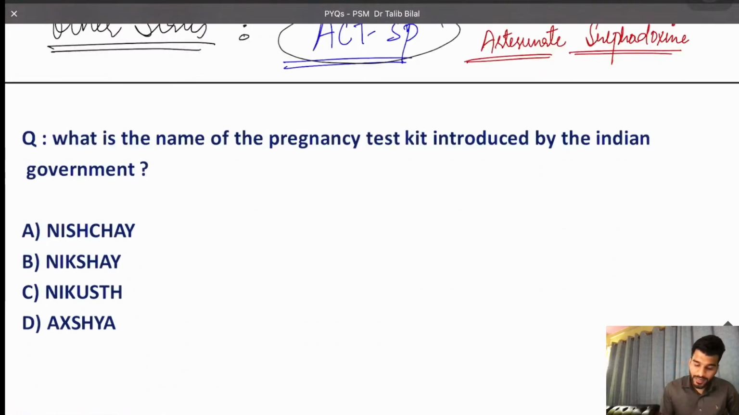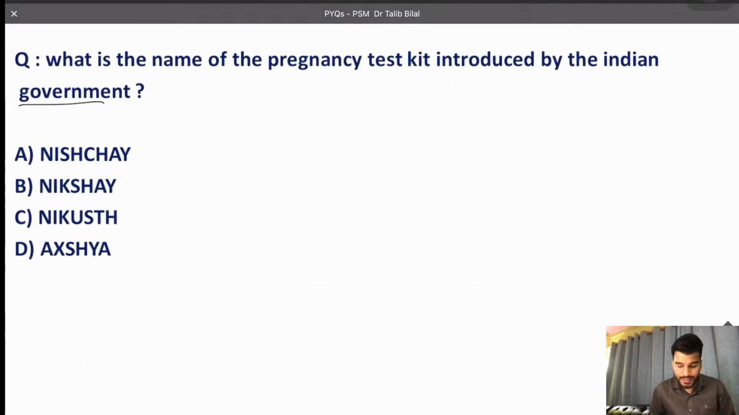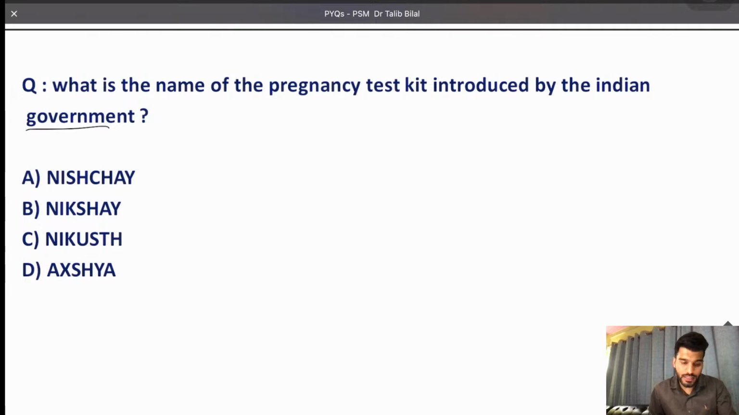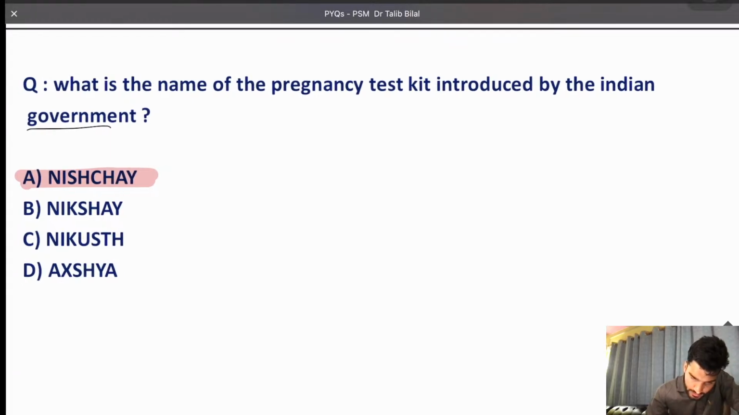Chalo. What is the name of the pregnancy test kit introduced by the Indian government? Write down the answer, my dear students. Yes, your answer is going to be Nischay. Okay. If I talk about Nikshay, what is Nikshay? It is a technology-based surveillance for TB.